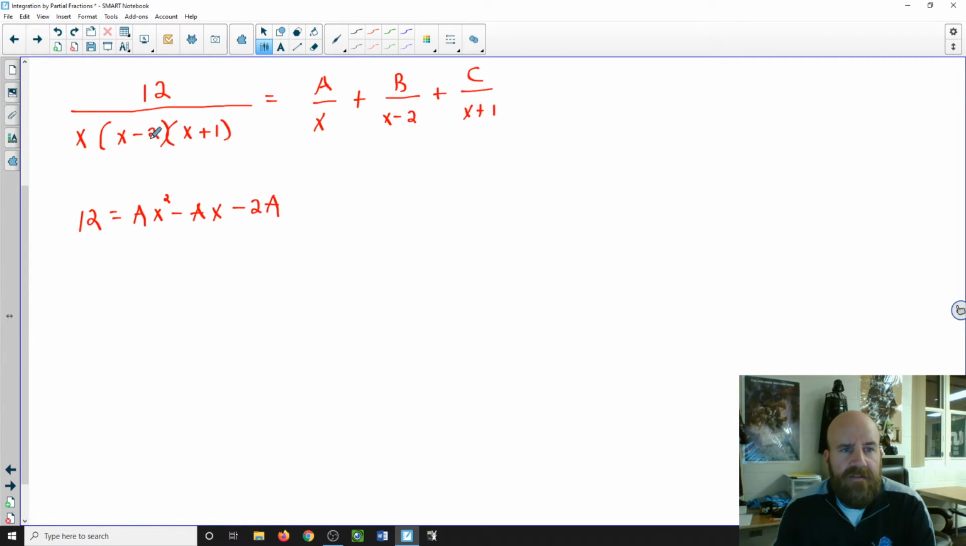The b, x minus 2's cancel, so we're going to multiply by x and x plus 1. So we're going to get bx squared, and we're going to get bx. And then this fraction, x plus 1's cancel, so we're going to multiply by those two, x and the x minus 2. So we're left with cx squared minus 2cx.